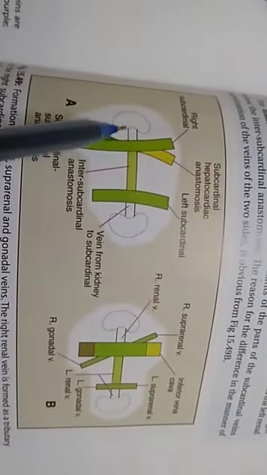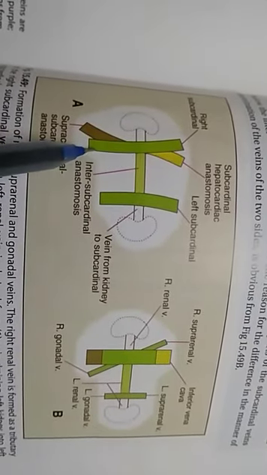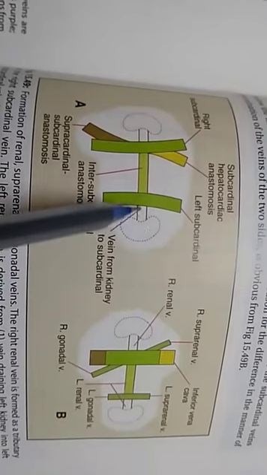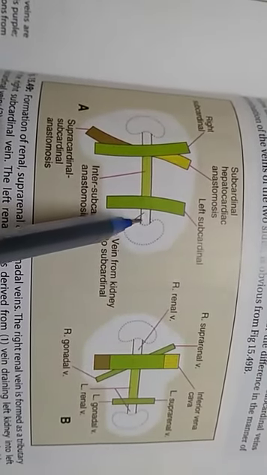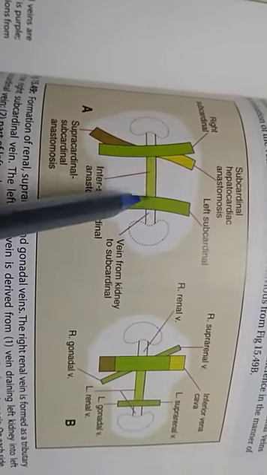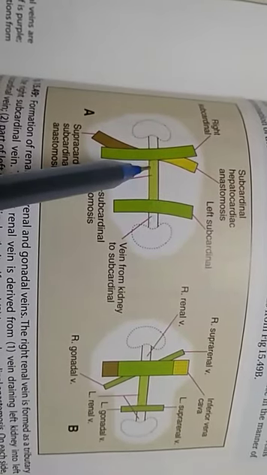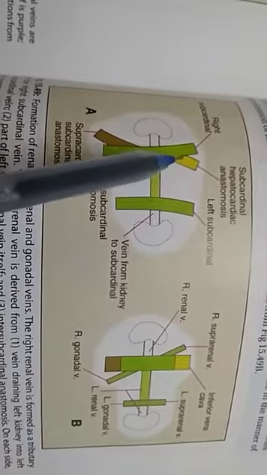The right renal vein develops from the right mesonephric vein, which drains into the right subcardinal vein, whereas the left renal vein develops from three sources: the left mesonephric vein, a portion of the left subcardinal vein, and the renal anastomosis, which is pre-aortic in nature. That's why the left renal vein passes in front of the aorta.